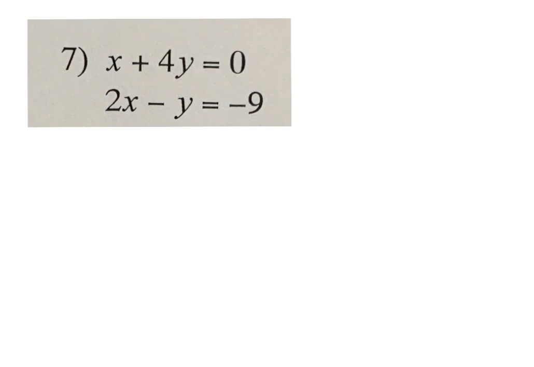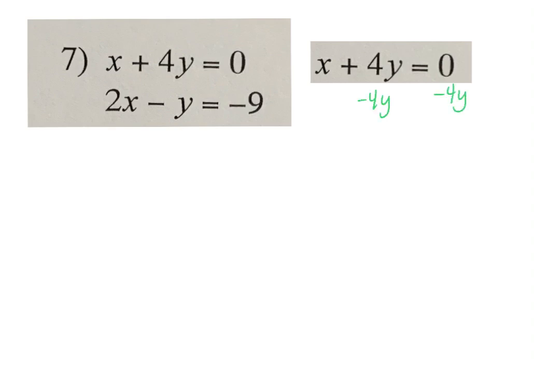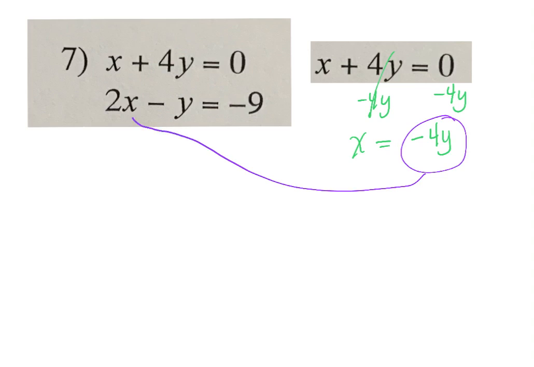All right, so I would take this top equation here, and I would just subtract that 4y over. So this cancels, and I have x equals 0 minus 4y. You don't even have to write the 0, you can just write -4y. And once you have that, you can take that -4y, and you can substitute it into that second equation for what x is.